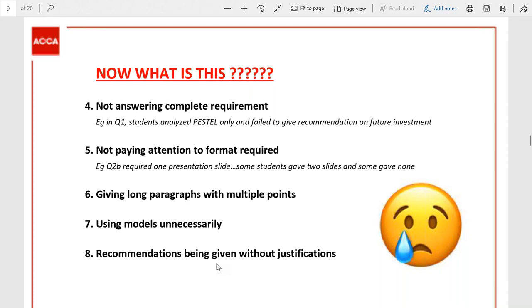I think you can really sense that I am pissed off on this slide. Let's be honest, if you are a neutral person and you look at this: students not answering complete requirements, students not paying attention to formats, students giving long paragraphs with multiple points jammed into that paragraph, students using models unnecessarily or forcefully, and recommendations being given without backing up justifications. I mean, these are very silly points. Please, please, please, I beg all of you, do not make these mistakes. I cannot teach you these, they are common sense things.